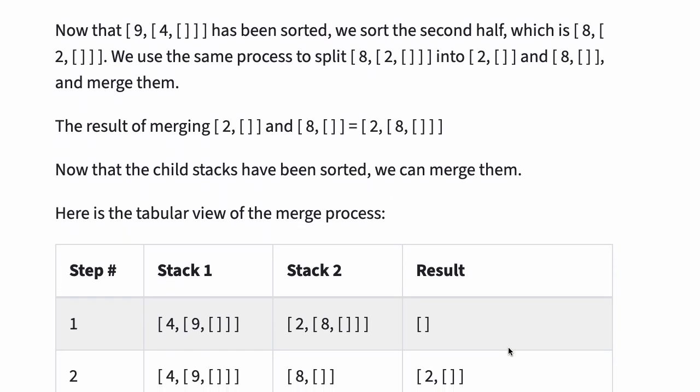Now that stack 9, 4 has been sorted, we sort the second half, which is the stack 8, 2. We use the same process to split stack 8, 2 into stack 2 and stack 8 and merge them. The result of merging stack 2 and stack 8 is equal to stack 2, 8. Now that the child stacks have been sorted, we can merge them.